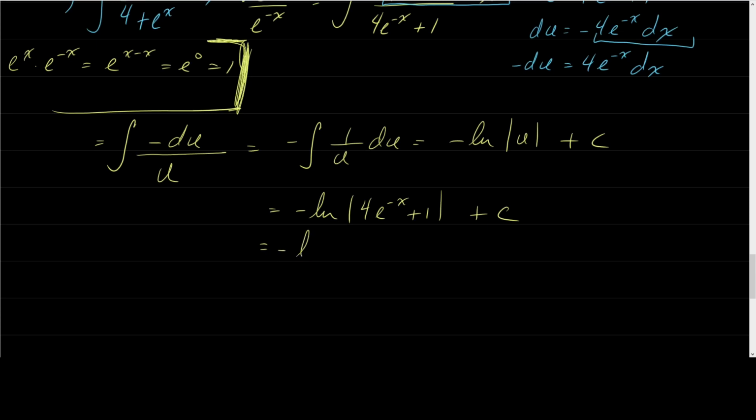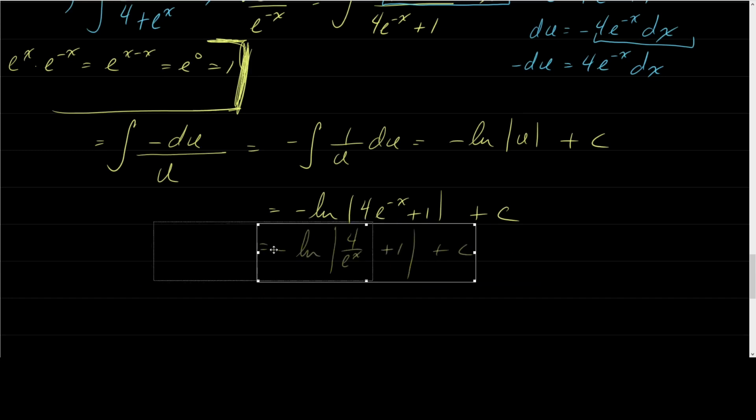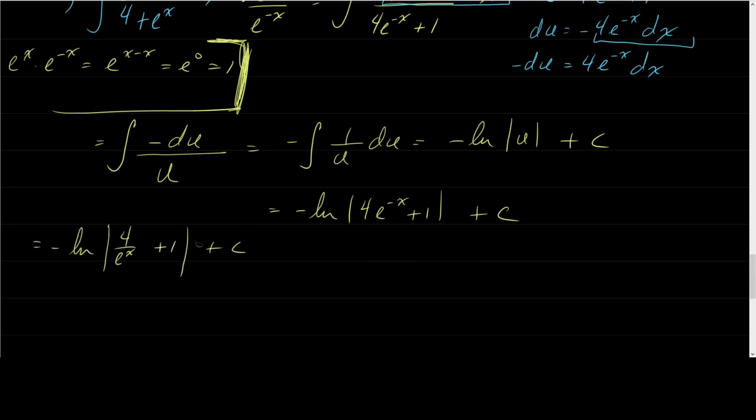We can rewrite this as negative ln of the absolute value of 4 over e to the x plus 1. Coming up with a common denominator, I'm going to shift this all the way over here. There we go. And so coming up with a common denominator in there, I end up with negative ln of the absolute value of 4 plus e to the x over e to the x, plus c.